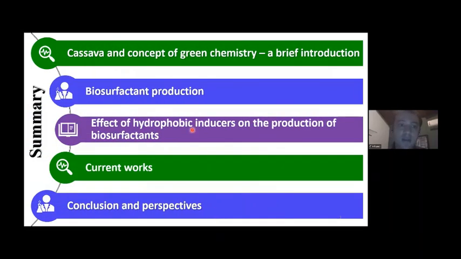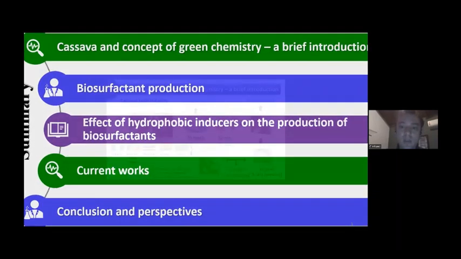So the summary is cassava and the concept of green chemistry. Just a brief introduction, biosurfactant production, the effect of hydrophobic inducers on the production of biosurfactants, current works, and conclusion and perspectives.